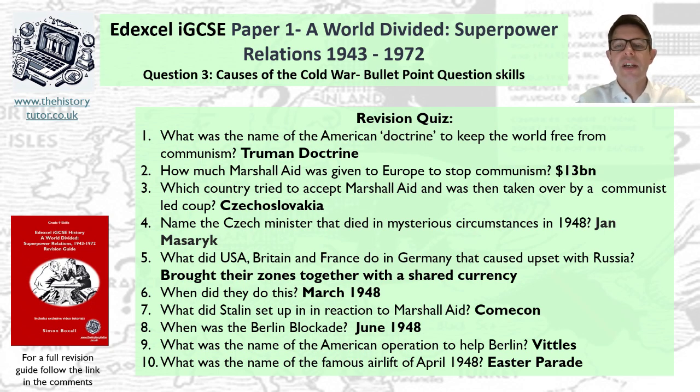Which country tried to accept Marshall aid and was taken over by a communist coup? That's Czechoslovakia. Name the Czech minister that died in mysterious circumstances in 1948, so Jan Masaryk. So he wanted to have the Marshall aid, but strangely enough died, and then there was a coup to take over Czechoslovakia.